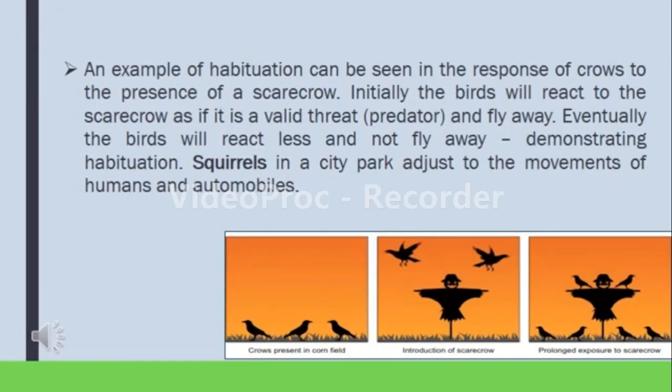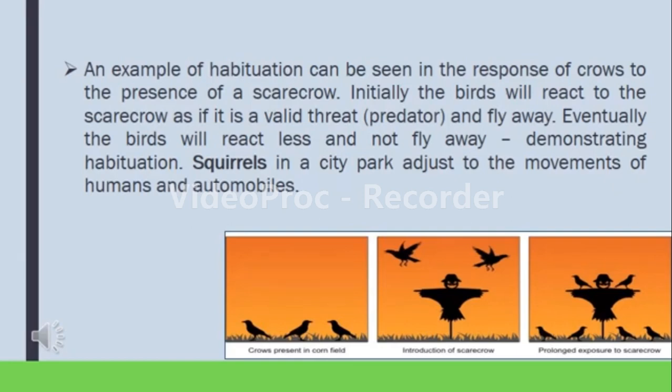Another example: whenever a crow comes to the rice field, and whenever a scarecrow stands over the rice field, and the crow reacts to this scarecrow, they show the stimulus response. If there is a predator, if they are afraid, if there are dangers from this, then the crows fly away.